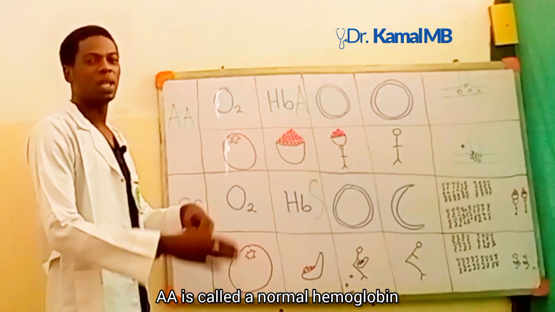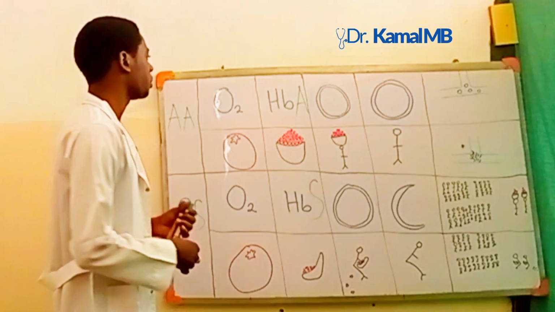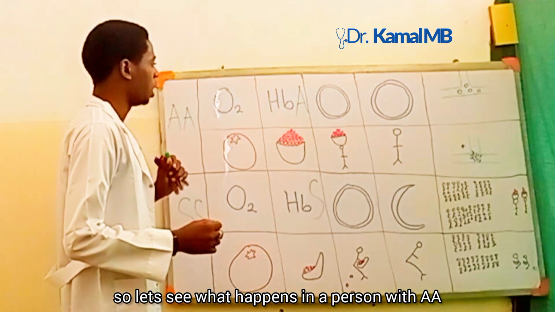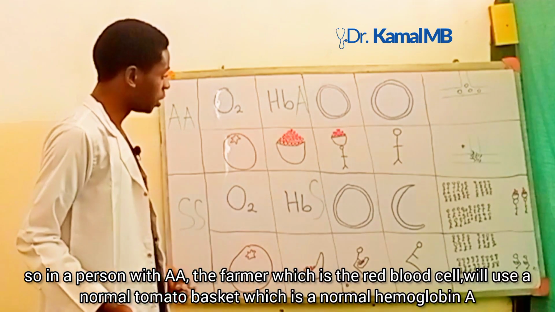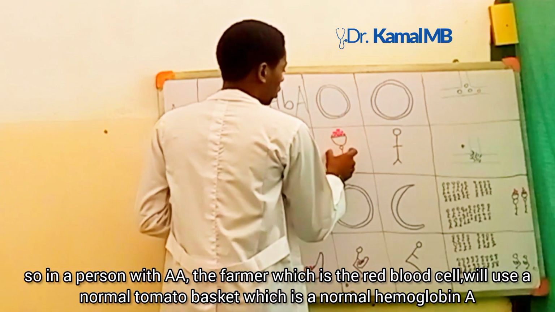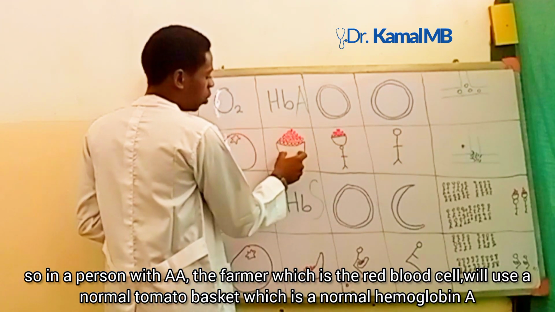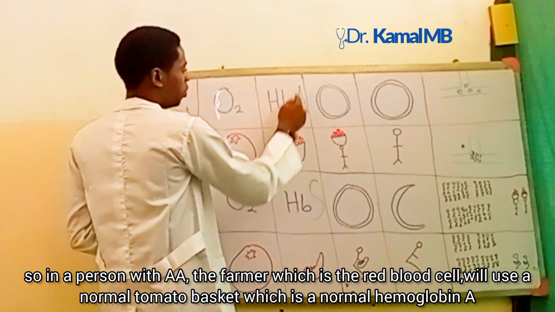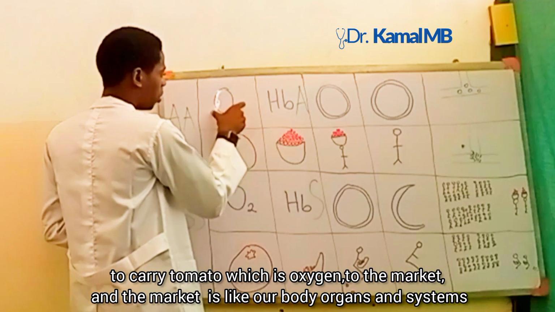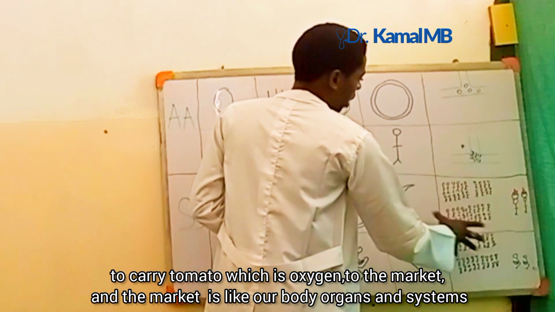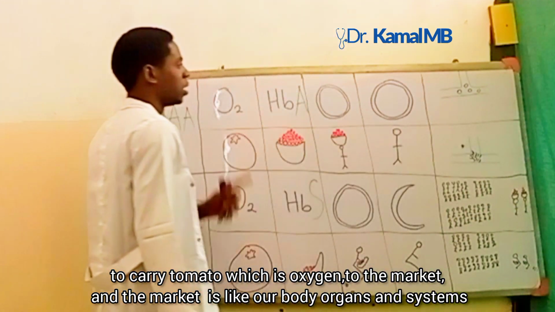An AA is called a normal hemoglobin. It's a normal person who has AA. So let's see what happens in a person with AA, and we'll compare it later with what happens in the person with SS. So in the person with AA, the farmer, which is the red blood cells, will use a normal tomato basket, which is a normal hemoglobin A, to carry tomato, which is oxygen, to the markets. And the market is like our body organs and systems.